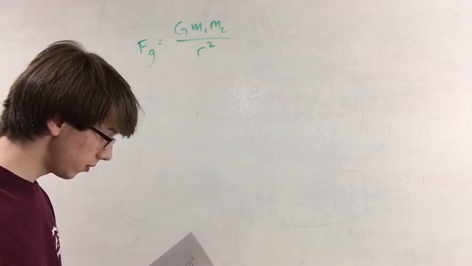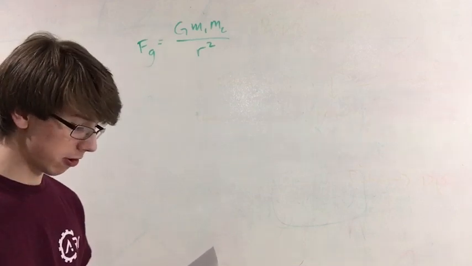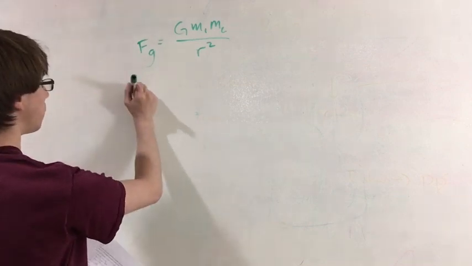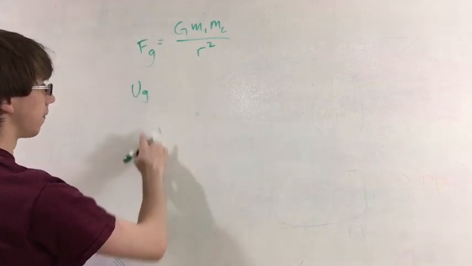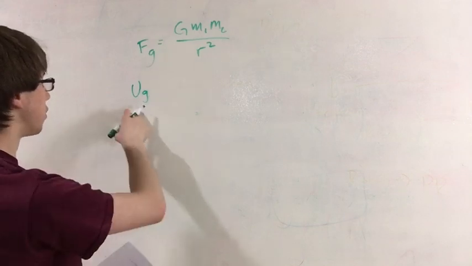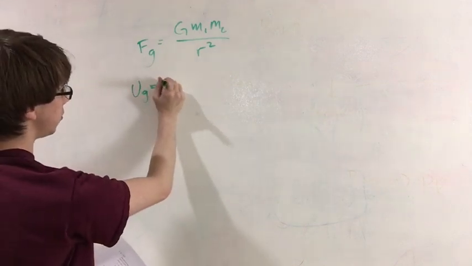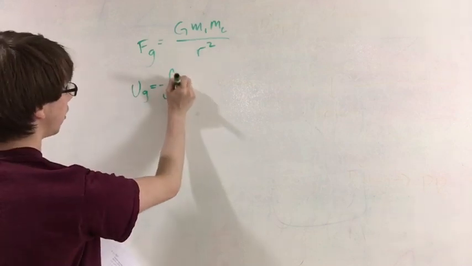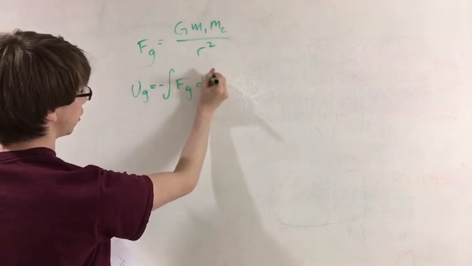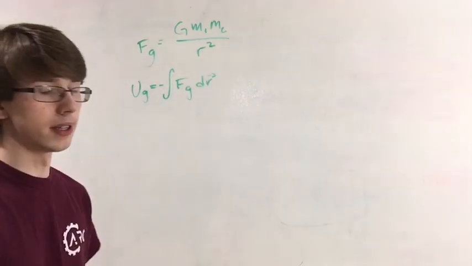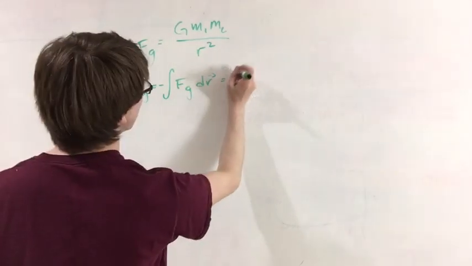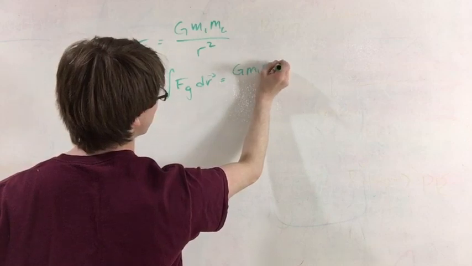Well, all we really need to know here is that our gravitational potential energy is equal to the negative integral of F sub g dr. There you go, there's your integral with dr instead of dd. But yeah, and that is just going to be G m1 m2 over r.